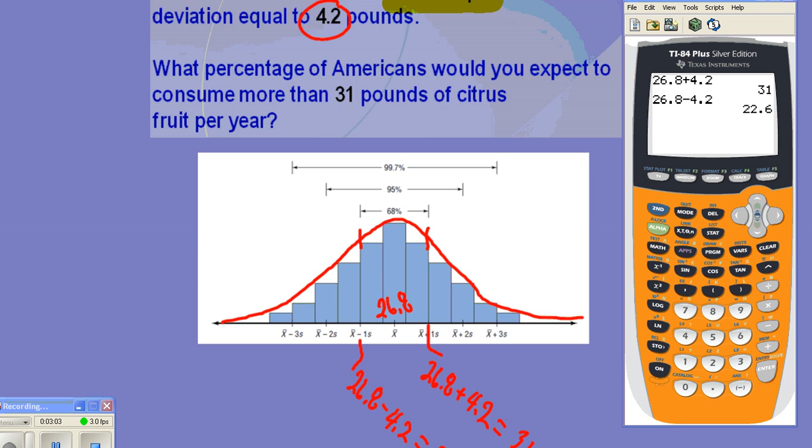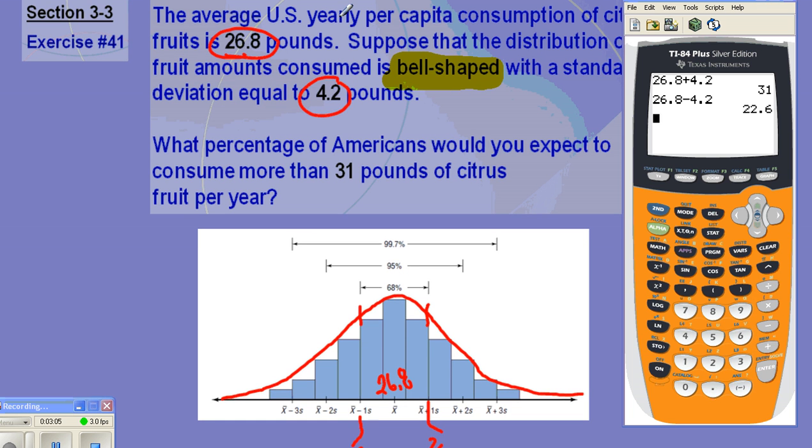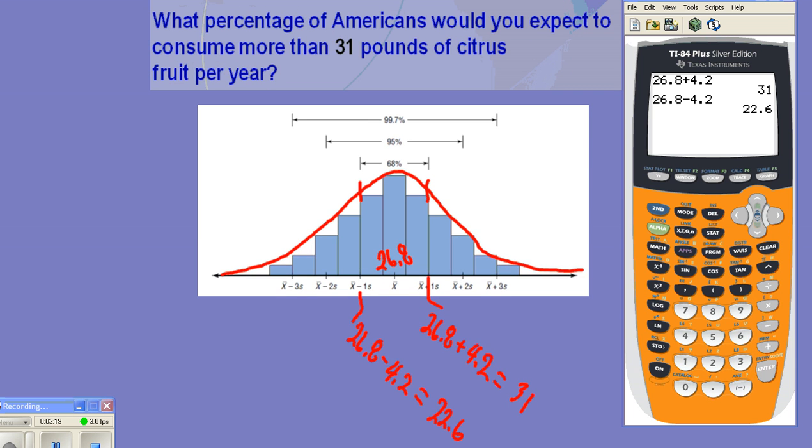in this case right here, we're looking at the average U.S. yearly per capita consumption of citrus fruit. Citrus fruit is 26.8 pounds. What we're saying is that 68% of Americans consume between 22.6 and 31 pounds of citrus fruit per year.